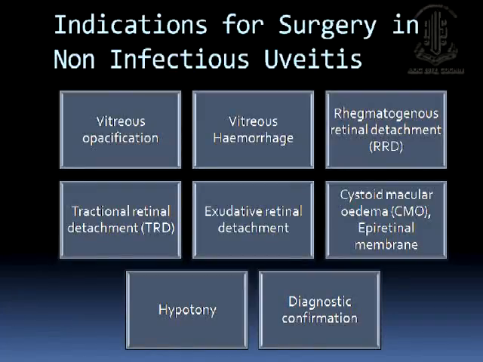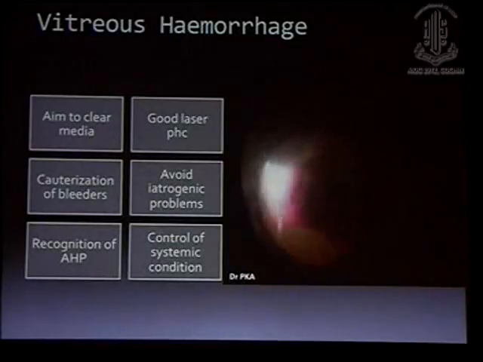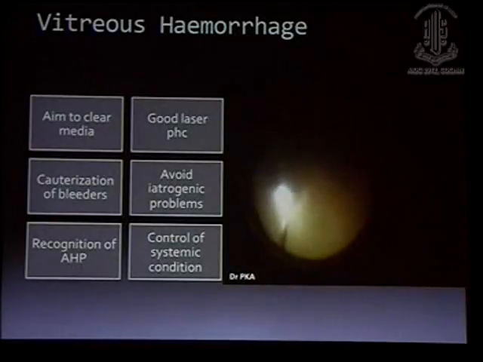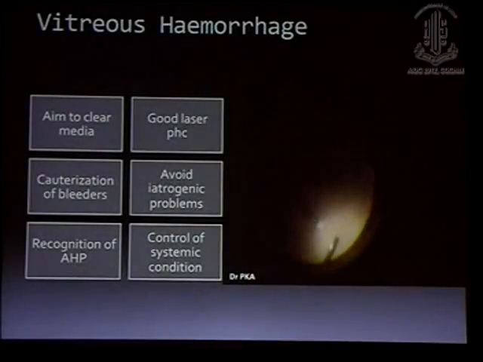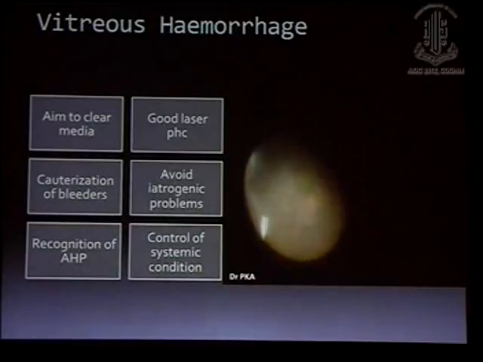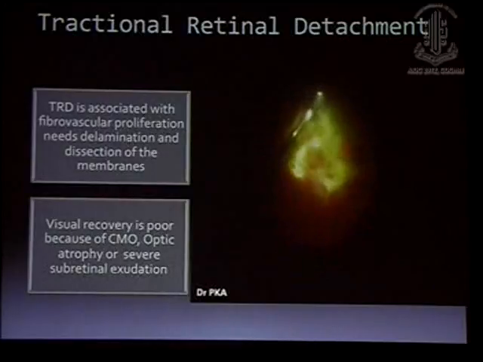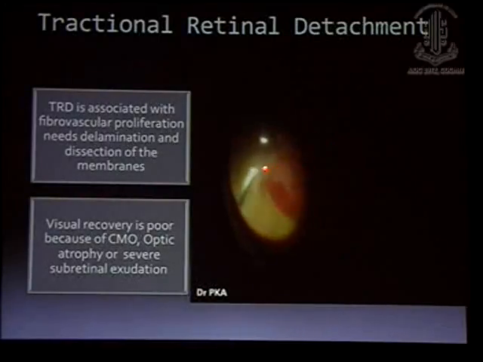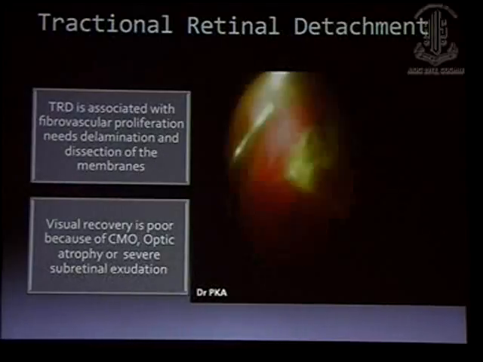In non-infectious forms of uveitis also, vitreous surgery may be essential. For example, if the patient presents with vitreous hemorrhage secondary to Eales disease, you can do a 23 gauge vitrectomy to take care of the vitreous hemorrhage. The aim here is to clear the media, followed by good laser photocoagulation, cauterization of bleeders to prevent recurrent vitreous hemorrhage. If extensive fibrovascular proliferation is seen, you may have to do delamination and dissection of these membranes to reattach the retina.